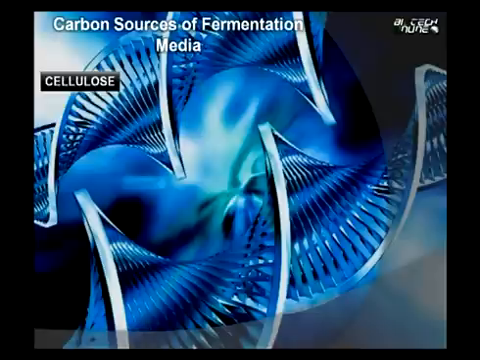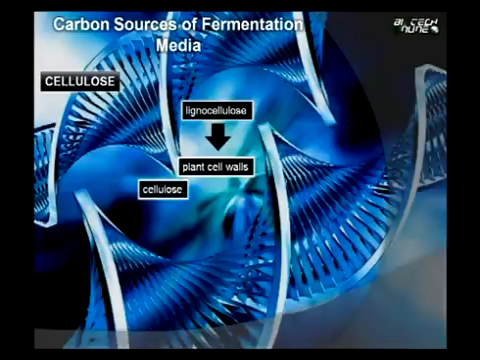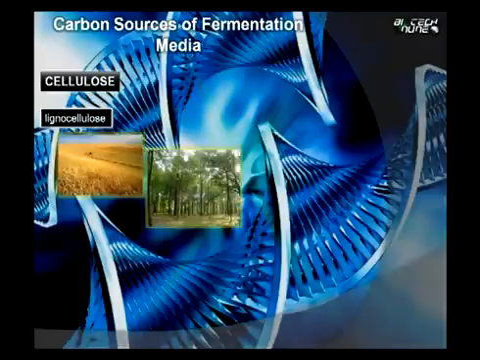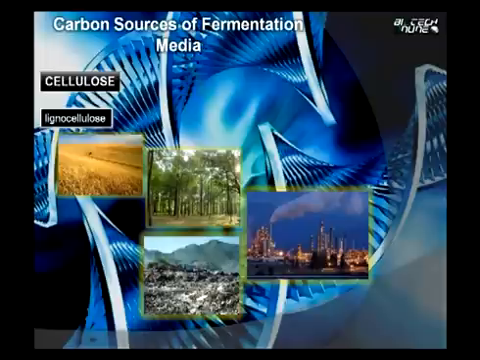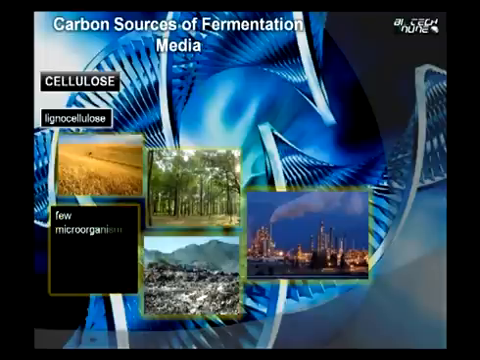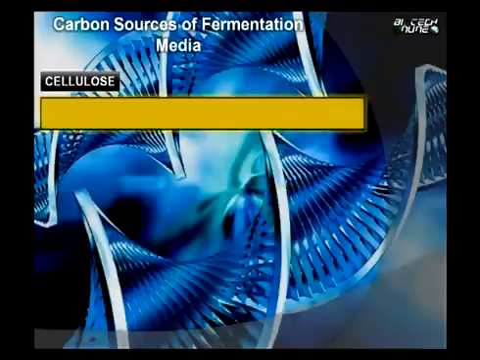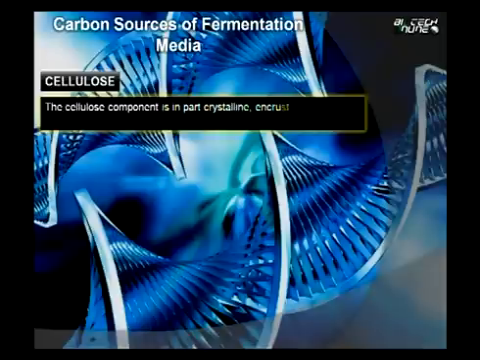Cellulose. Cellulose is predominantly found as lignocellulose in plant cell walls, which is composed of 3 polymers, cellulose, hemicellulose, and lignin. Lignocellulose is available from agricultural, forestry, industrial, and domestic wastes. Relatively few microorganisms can utilize it directly, as it is difficult to hydrolyze. The cellulose component is in part crystalline, encrusted with lignin, and provides little surface area for enzyme attack.